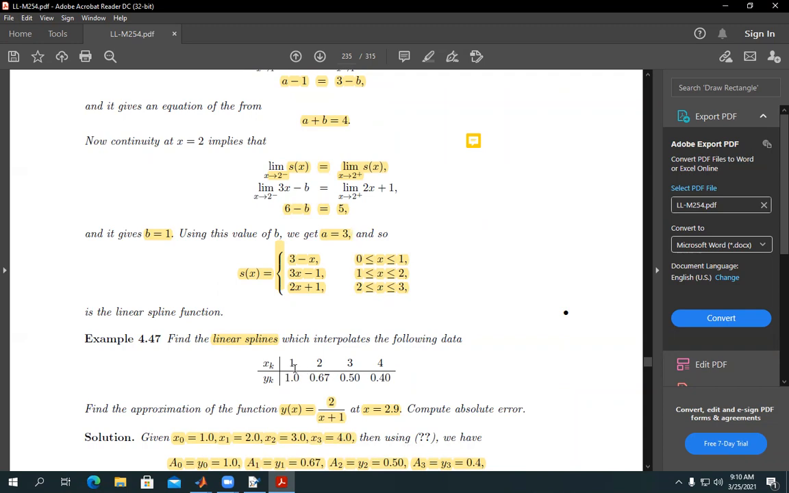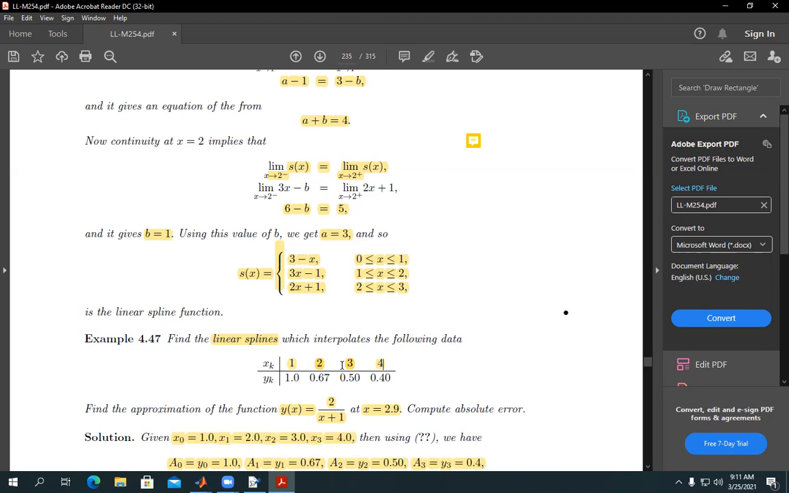How many intervals do you have? This is your first interval, this is your second interval, and this is your third interval. It means you have to apply the linear Newton polynomial or the linear Lagrange polynomial 3 times. First time, x0 is 1, x1 is 2.